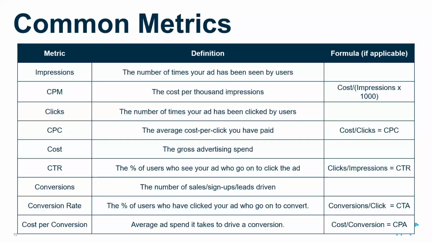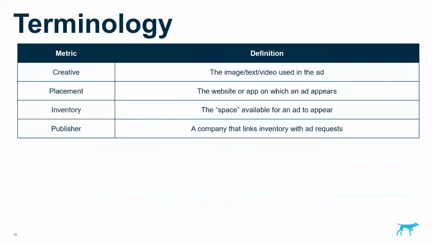And then a cost per conversion, so the average spend that it takes to drive a conversion. And just some quick terminology clarification. So when we're talking about creative, in this case, creative is going to be the image or the text or video used in an ad.